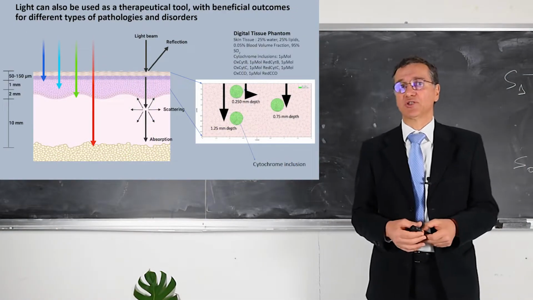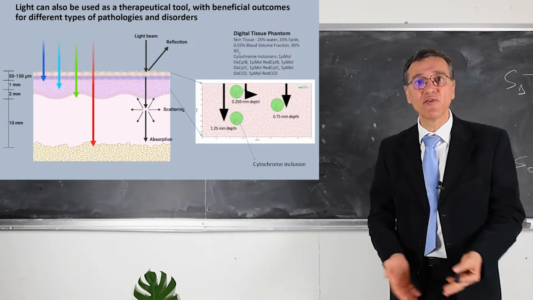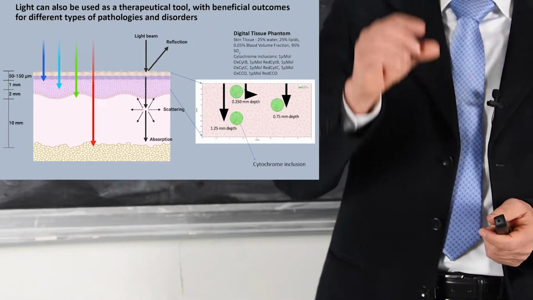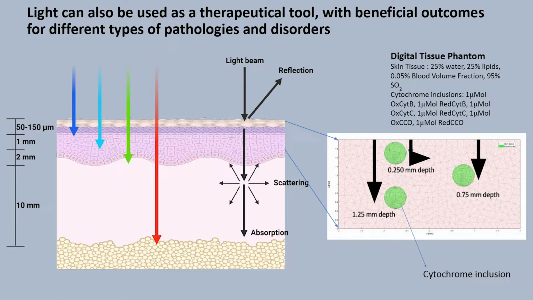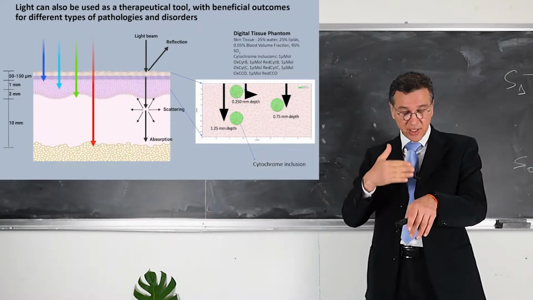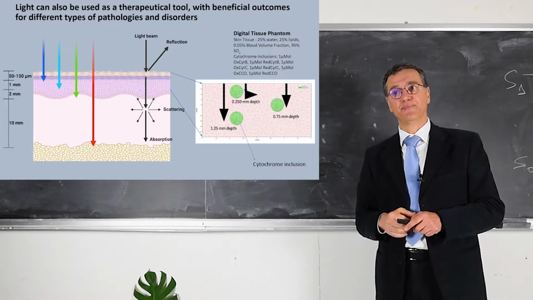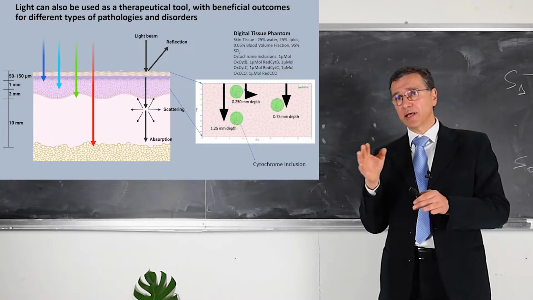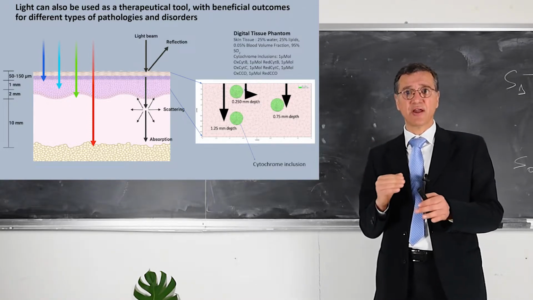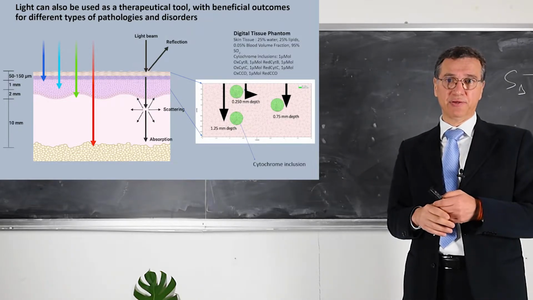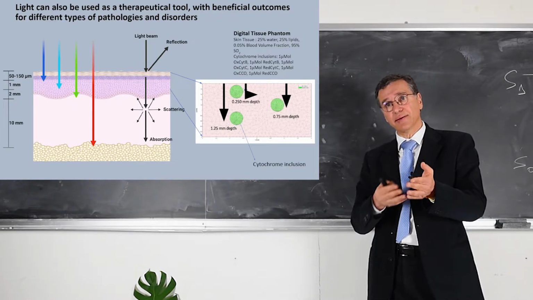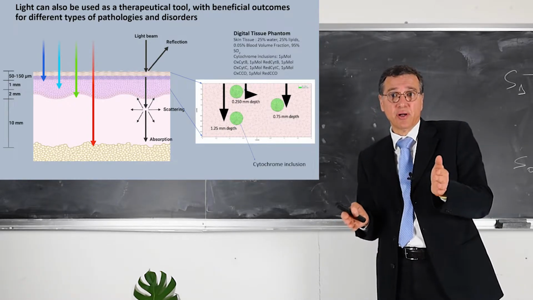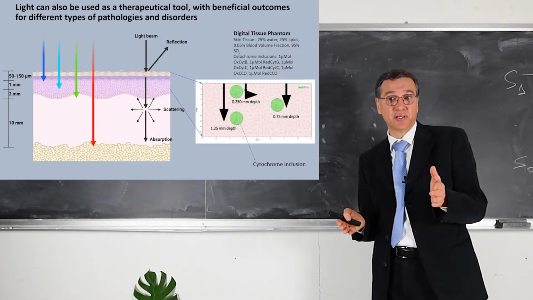What is a digital tissue phantom? It's a simulation of a piece of tissue. In this case, it is the first layer of the tissue, as you can see here. We are displaying the simulation in the vertical, so going deeper into the tissue. And you see that we are working in a first layer from 0 to 2 millimeters. You see that moving from the blue to the red, we penetrate much more because the scattering is reduced.